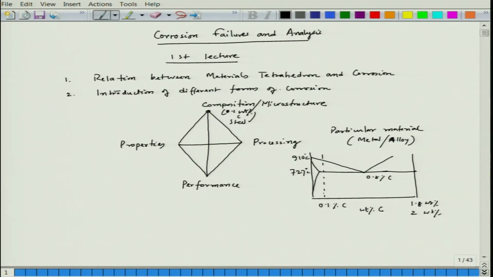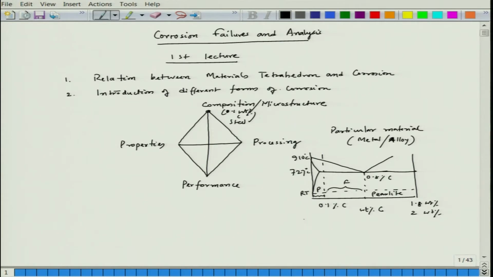Now, if you consider this particular steel, and if you take it at room temperature, this is room temperature, this is the pearlite, and that time if you do a tie line calculation, this much fraction would be ferrite and only this part would be pearlite. So, this is pearlite, this is ferrite.